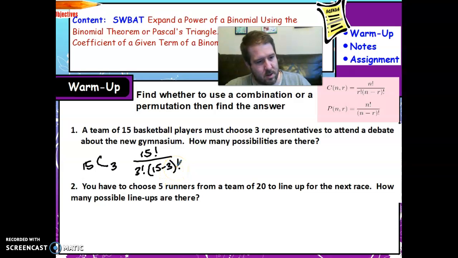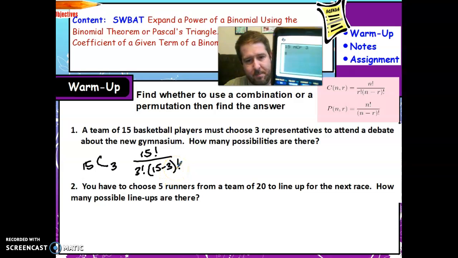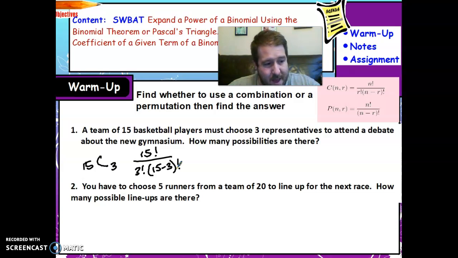So let me turn this on, and actually I've already inputted it. You have to put the 15 in first, then you press your math and you go to the right to probability, and then go down to the one that says nCr, and then put in the 3. And then you'll see that the answer is 455 different ways to choose 3 people. It's a lot of ways.